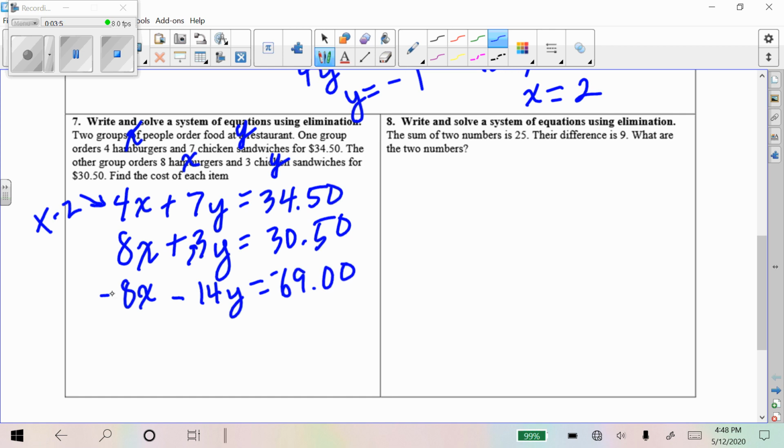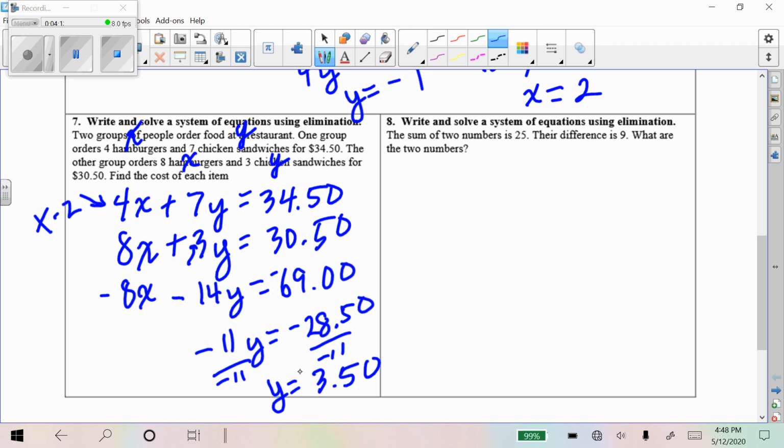I'm going to add these two together. 8x and negative 8x is 0. 3 and negative 14 is negative 11. Negative 69 and 30.50 is negative 38.50. Divide both sides by negative 11, and that gives me 3.5, or since it's a price, $3.50. So I now know chicken sandwiches are $3.50.